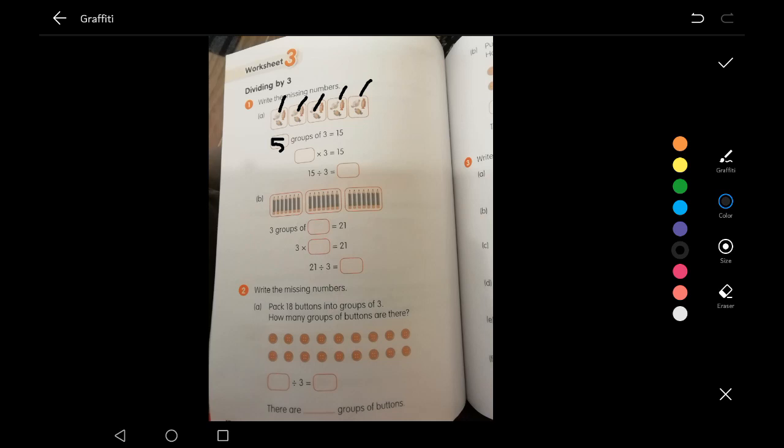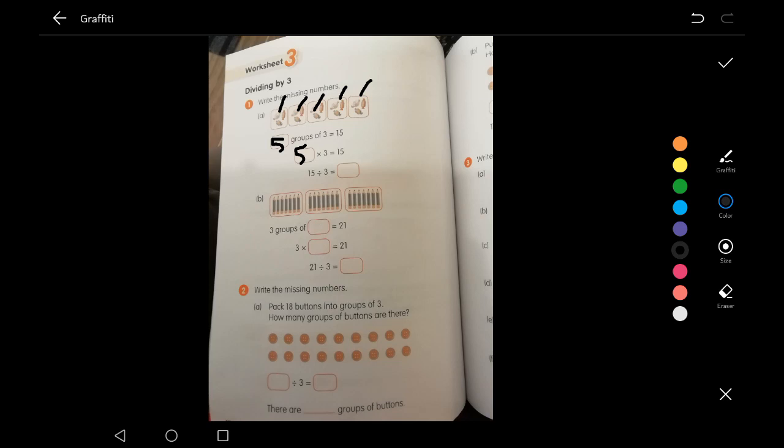As we learned before, the number of groups times the number of elements in each group equals the total number of sweets, or the total number of elements in all groups. Here we have 15. So 5 times 3 equals 15.